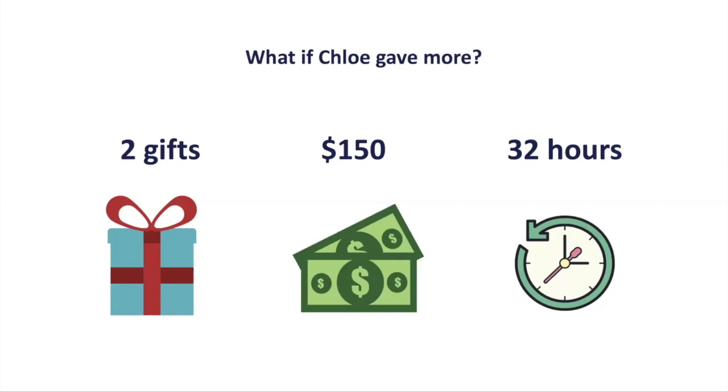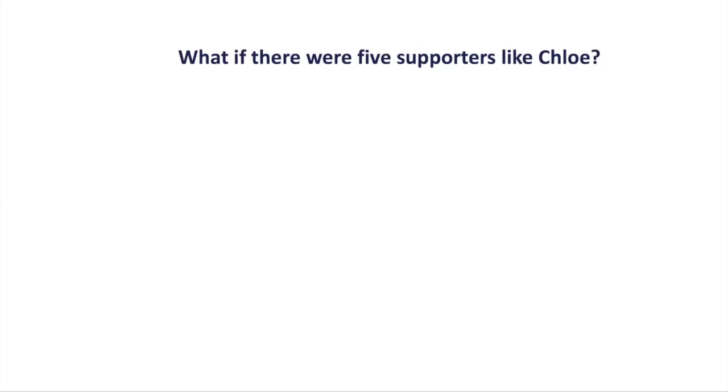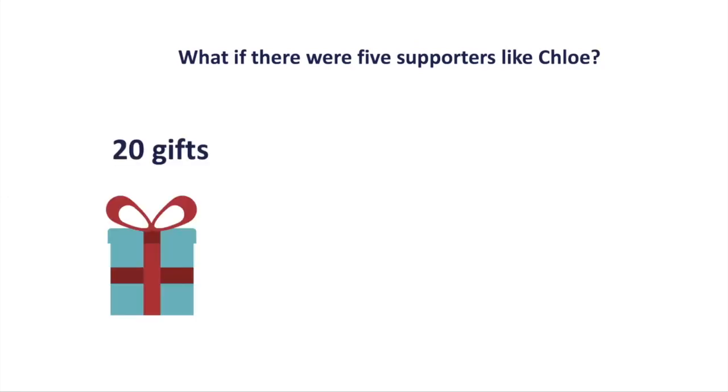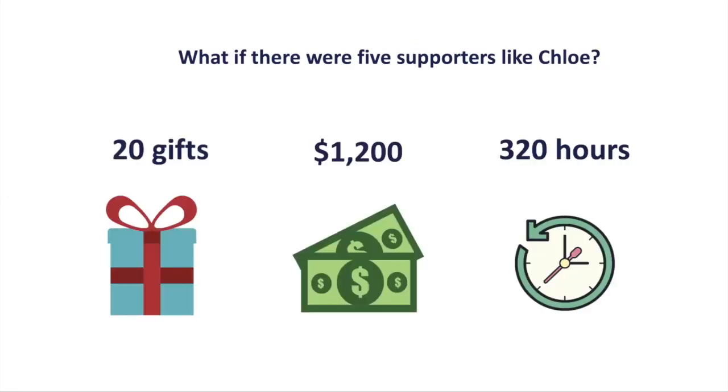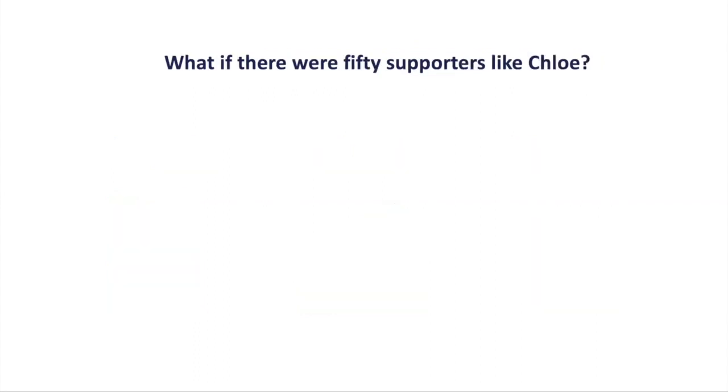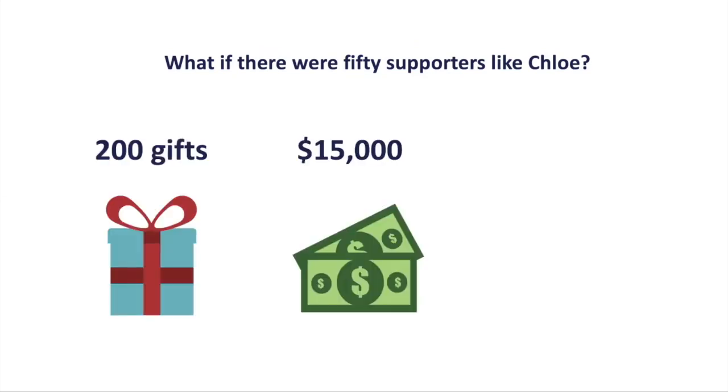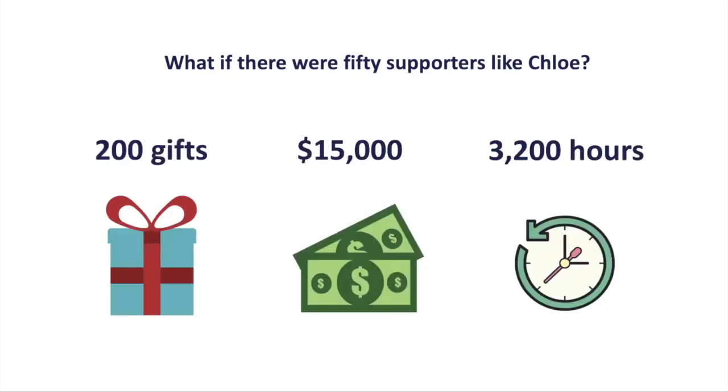Well, if we just doubled Chloe's gifts throughout a year, now we're seeing an increase of 2 more gifts, $150 more, and 64 total hours of volunteer service. What if there were just 5 supporters who grew the way Chloe did? Now we're talking about 20 extra gifts, almost $1,200 and 320 hours of volunteer service. And what if we just were able to grow 50 supporters like we grew Chloe? That's a couple hundred gifts, a couple $1,000, and a couple thousand hours of additional volunteer work every single year.